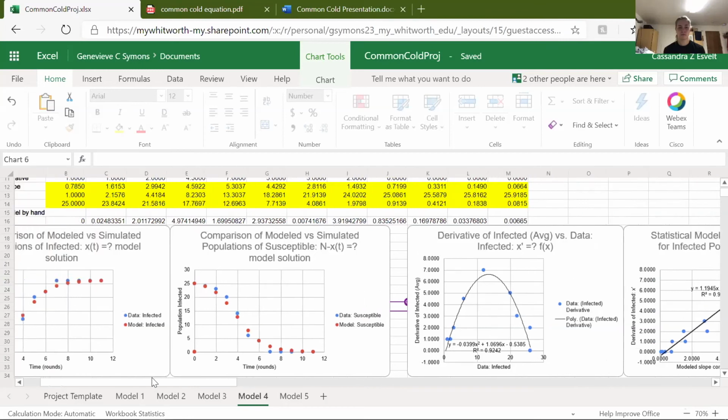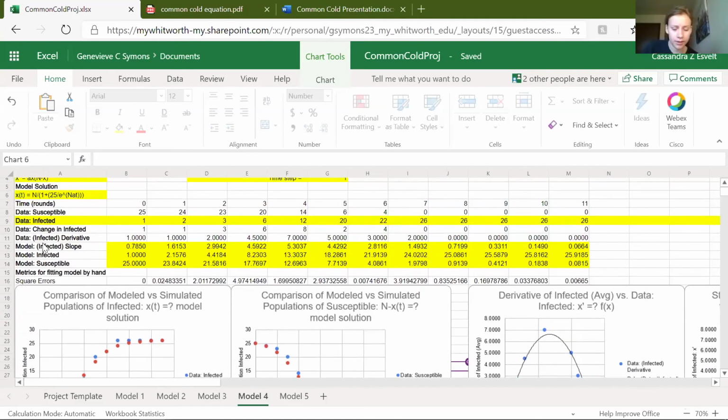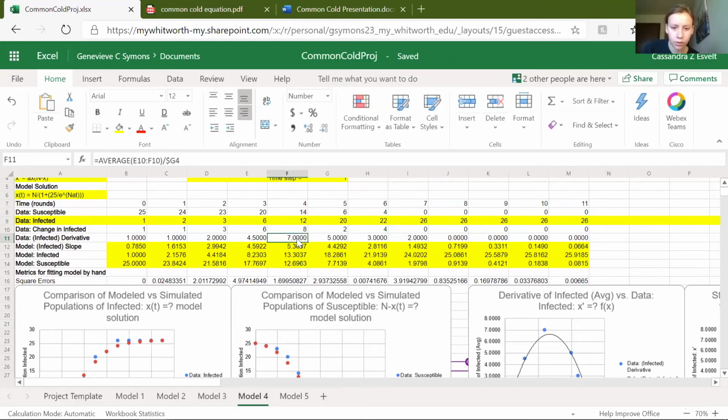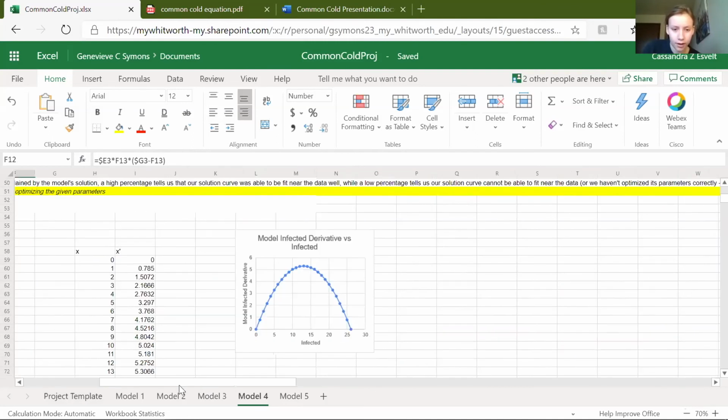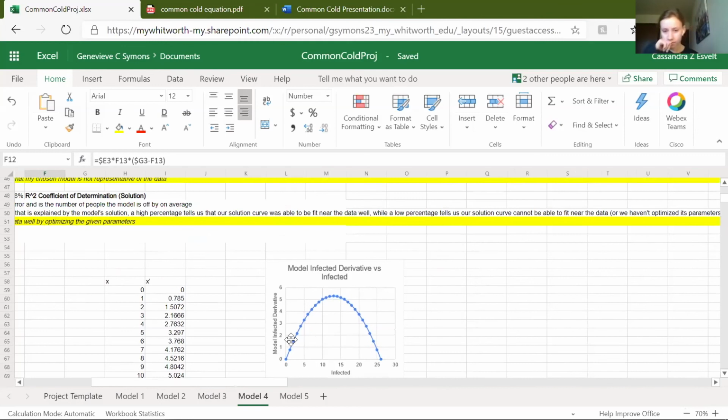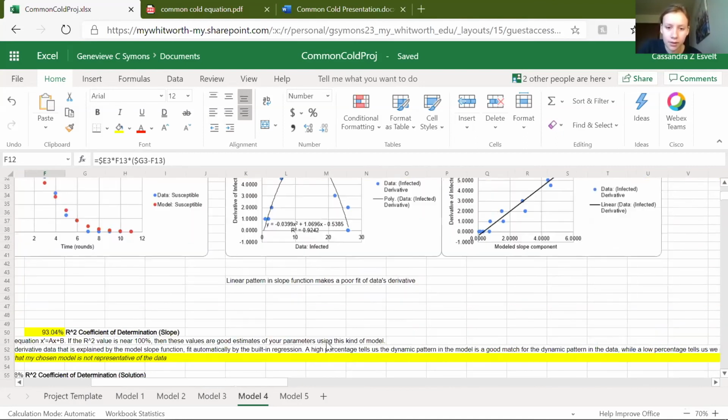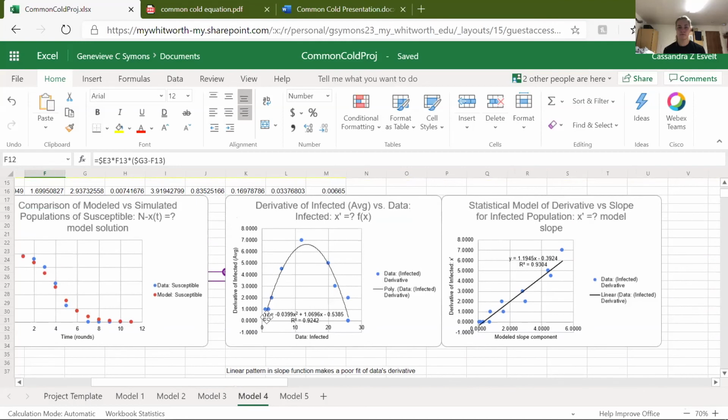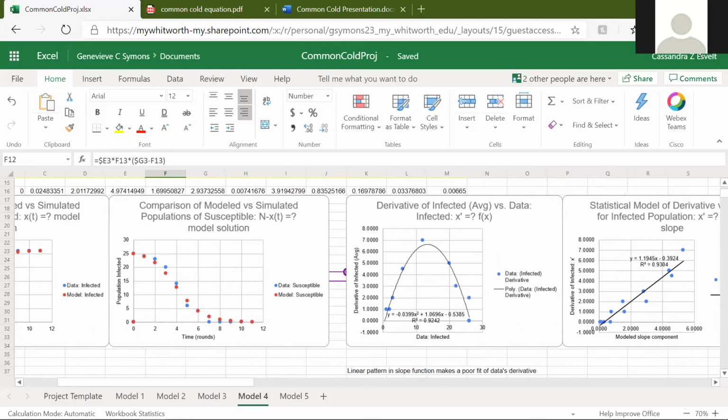However, while the data derivative got all the way to 7, the model only got to 5.3, while the other numbers were pretty close. But if we look down at this graph of the model of infected derivative, you can see that it doesn't go nearly as high, or it's not nearly as steep as the graph given by the data here. How could these models be improved, though?